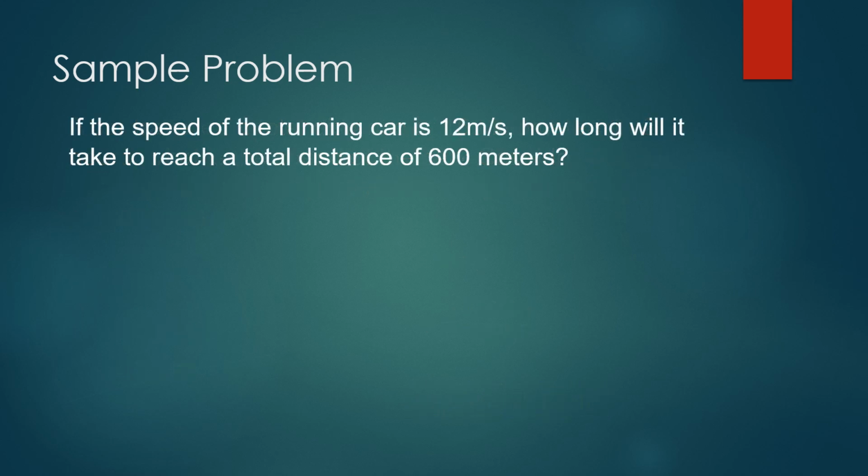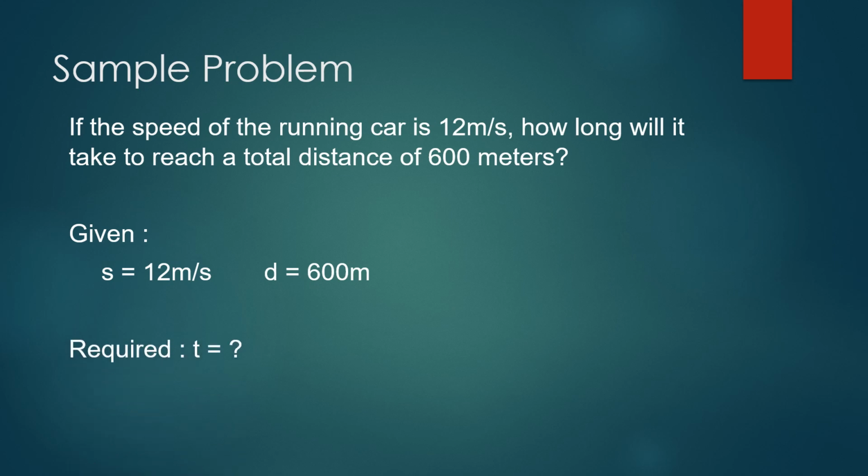Another problem here. If the speed of the running car is 12 meters per second, how long will it take to reach a distance of 600 meters? So in this problem, the given are the speed of the car, which is 12 meters per second, and the distance covered by the car equals 600 meters. If we are asked how long will it take, it means we are required to get the time.